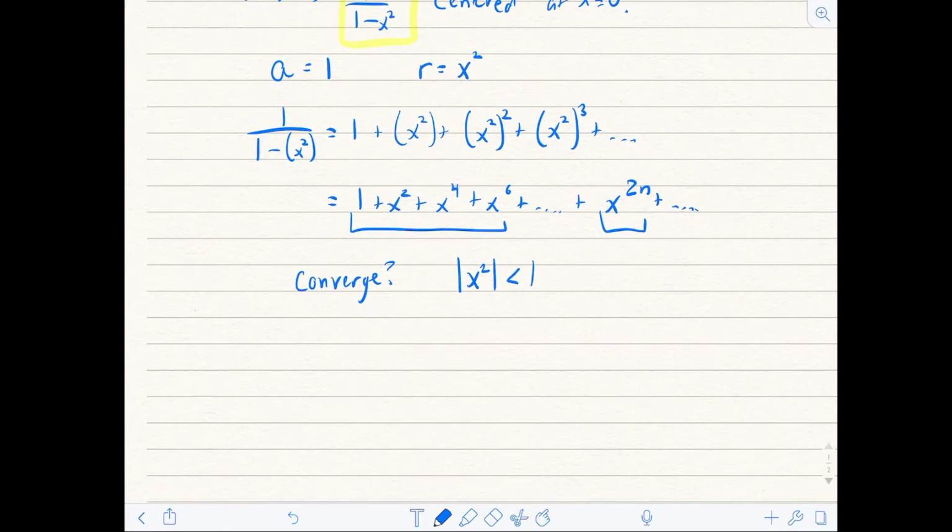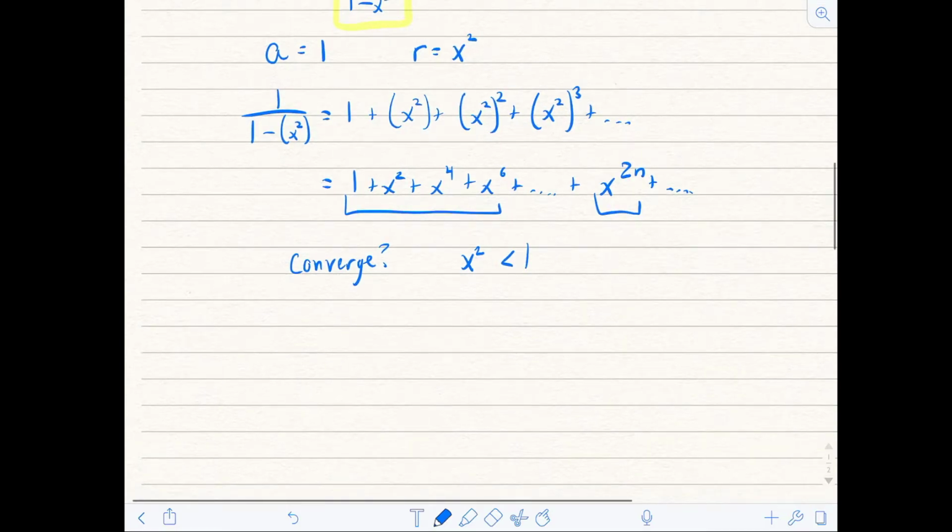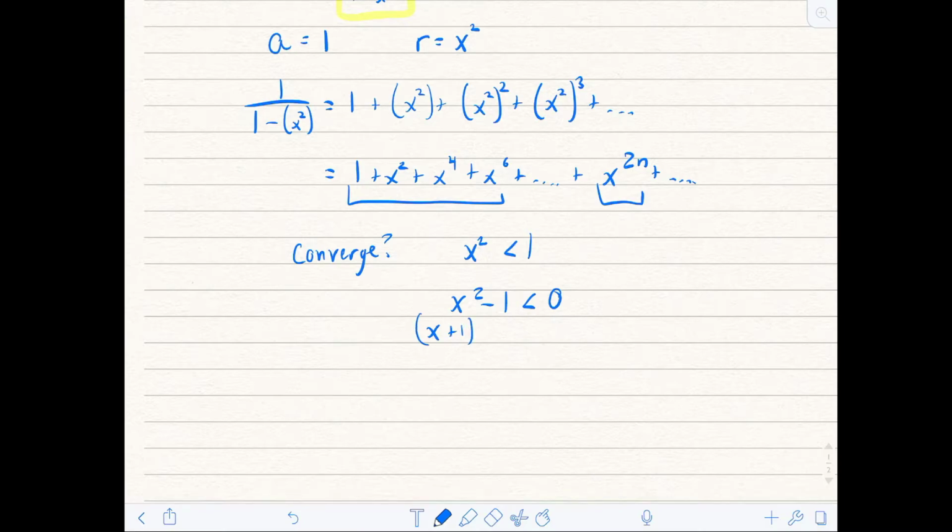Now, we know that x squared is actually going to be positive, so the absolute value can actually go away. And so we also think about when x squared is going to be less than 1. If I plug in, let's say, 1, it satisfies this. Pretty much what we're doing here is x squared minus 1 is less than 0. Then we're going to do x plus 1 and x minus 1 is less than 0.